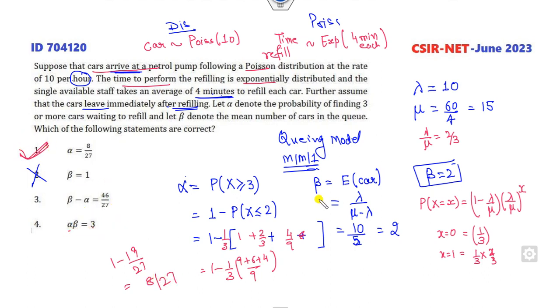Now alpha into beta is 3, not 2, because beta is 2 and alpha is my here, so this option is cancelled. Beta minus alpha, so 2 minus 8 over 27. So 54 minus 8 over 27, 46 over 27 is the right answer. The first and the third are my correct answers of this problem.